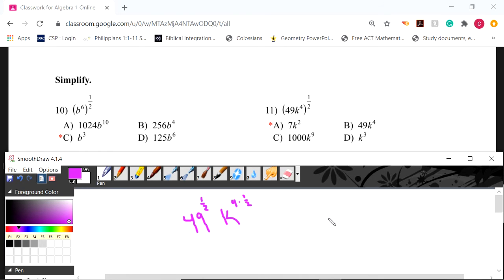Okay, well, 49 raised to 1/2 is the same thing as the square root of 49. And then k, 4 to the 1 times 1/2 is k to the 2. Square root of 49 is 7, and that's k squared. That's a.